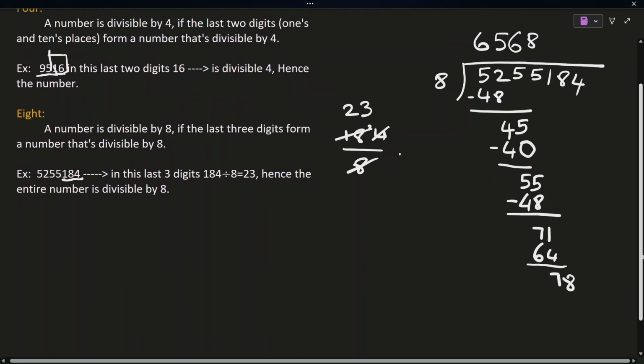Take that 8 down. 7. 8s are... no, 9, sorry, 9 8s are 72.